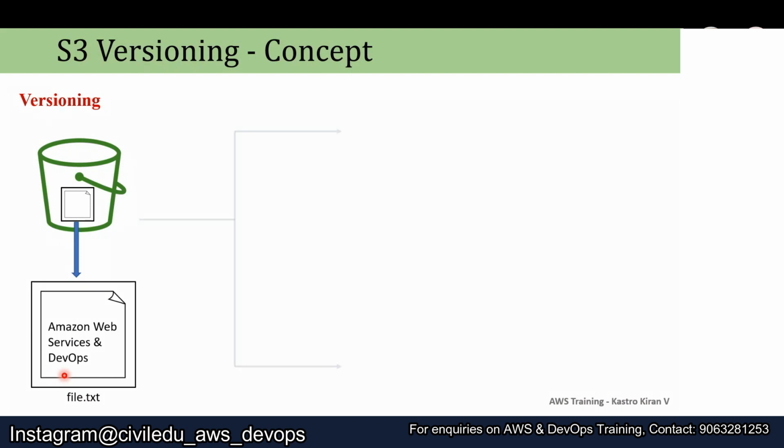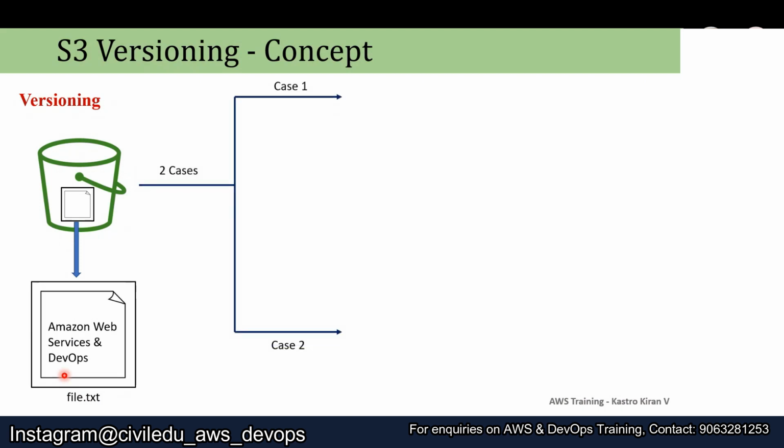Now here we have two kinds of scenarios. The first scenario, or first case, is this: I already have one file with the name file.txt and with some content, Amazon Web Services and DevOps. Now, what will happen when you upload the same file with the same file name into the S3 bucket?